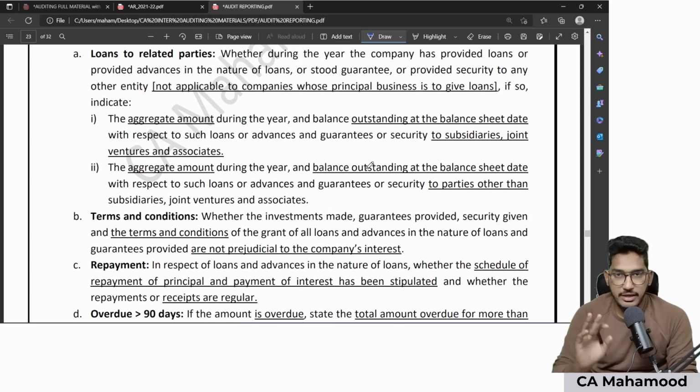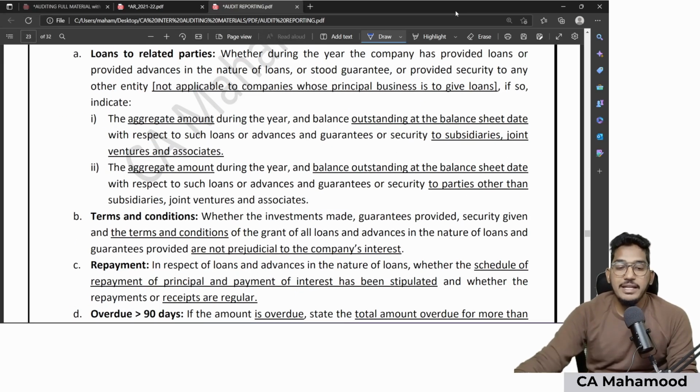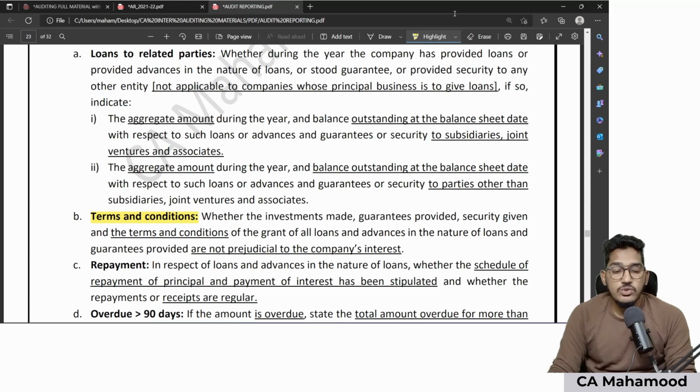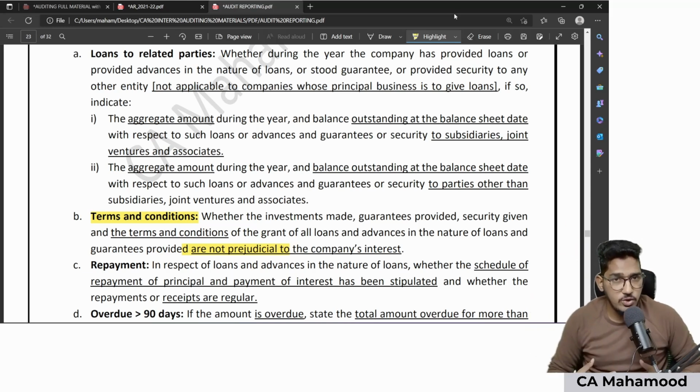This is the first point that I tried to summarize here. Second point, I need to check under whatever terms and conditions the loans are given, whether those terms and conditions are prejudicial, whether they are harmful to the company's interest. This point we have already covered under 143 subsection 3. They are asking you to check the same thing here also once again.